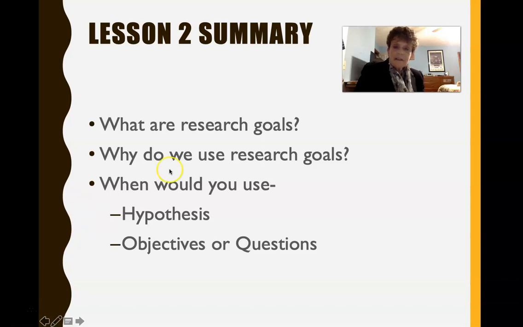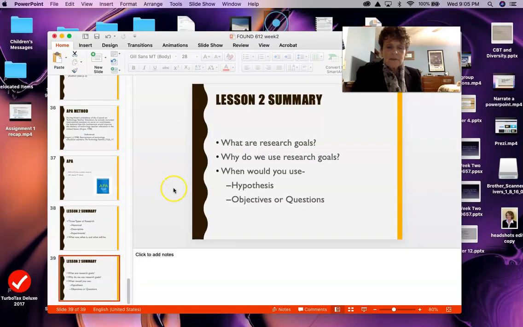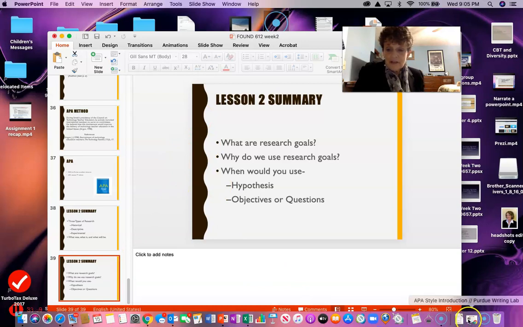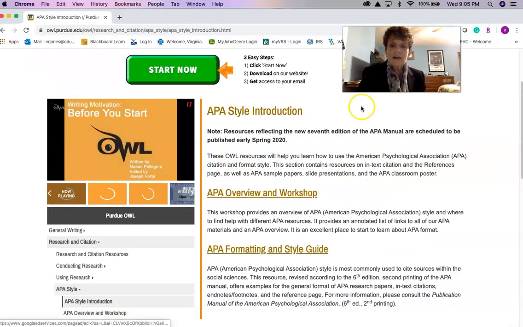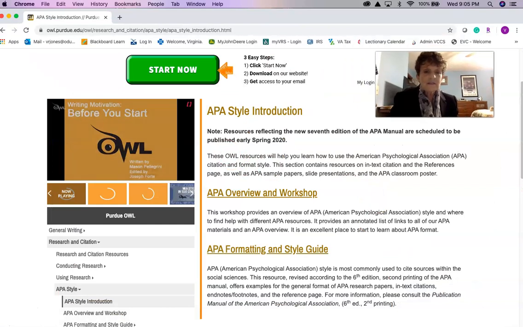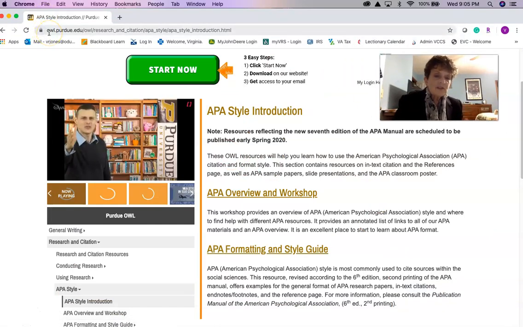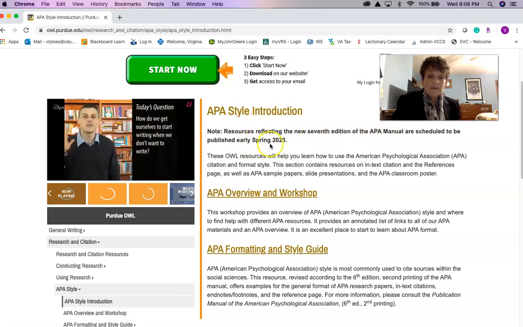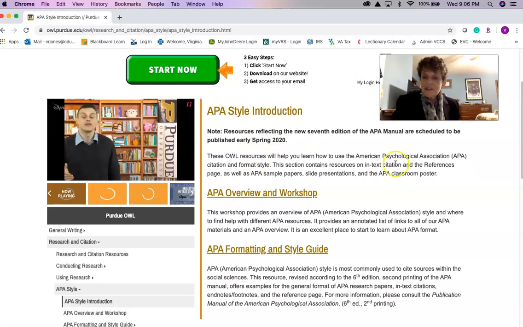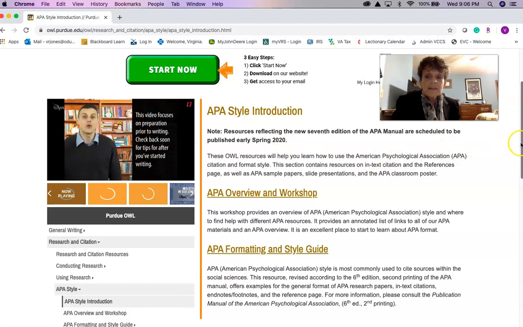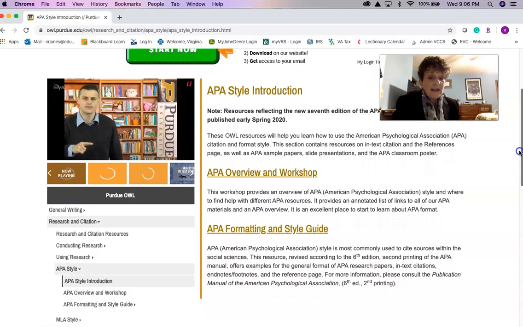So let me close this out real quickly and we'll go to the OWL at Purdue for just a second, just so I can show you in case you're not familiar with going to this website. You can just Google the OWL at Purdue and then look for APA. It has an introduction. And it says that the 7th edition of the APA manual is now scheduled to be published early in spring of 2020. I put the 7th edition in there because they were originally saying they were going to publish it a little bit earlier, but I guess they haven't quite gotten to it yet.